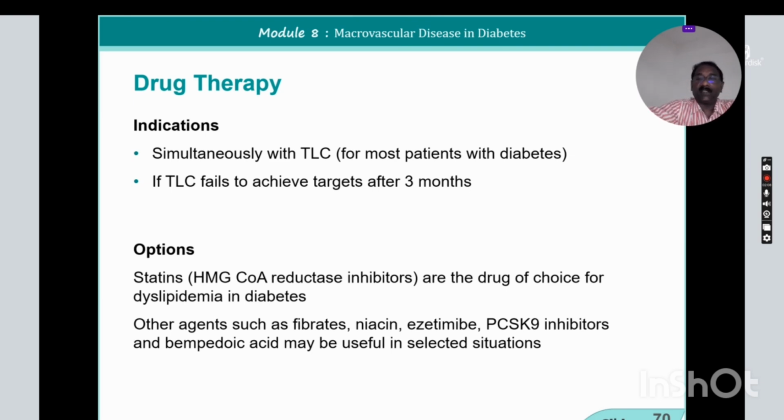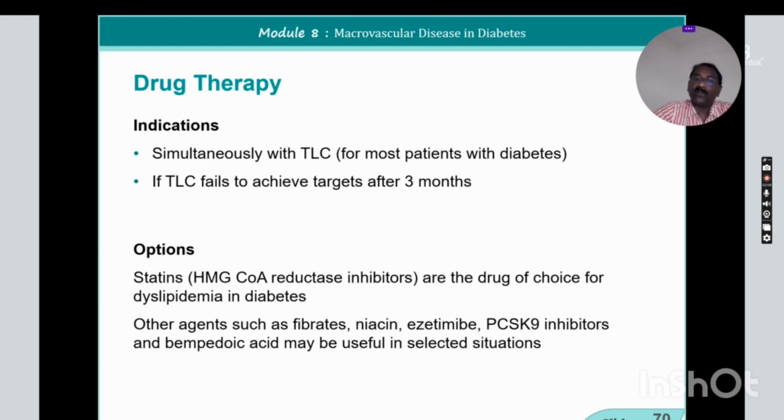Drug therapy is indicated simultaneously with therapeutic lifestyle changes. So even if you are using the statins or the fibrates, don't underestimate the value of lifestyle changes. That is very, very important. If the therapeutic lifestyle changes fail to achieve the targets in 3 months, then the options: statins, which act as HMG coenzyme A reductase inhibitors. They are the drugs of choice for dyslipidemia in diabetes. Other agents such as the fibrates, niacin, ezetimibe, PCSK9 inhibitors, and bempedoic acid may be useful in selected situations.